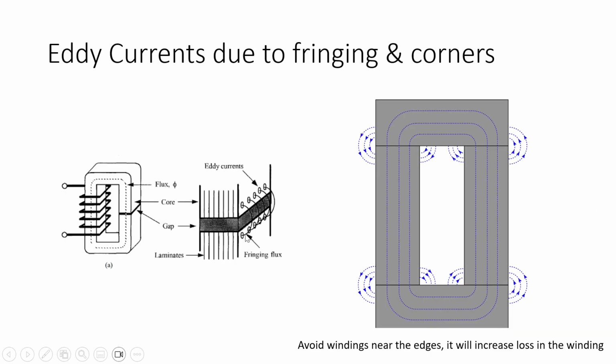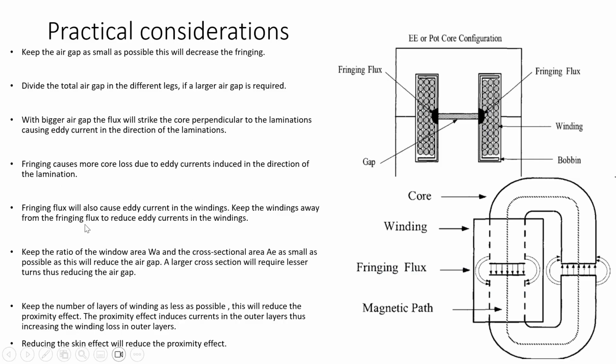So this is the fringing flux. This flux will induce these eddy currents. These eddy currents are not crossing, are not perpendicular to these laminations. So they will not be obstructed, and this will cause a temperature rise in the core. So this is another point.